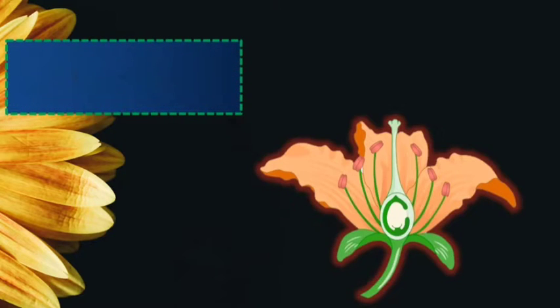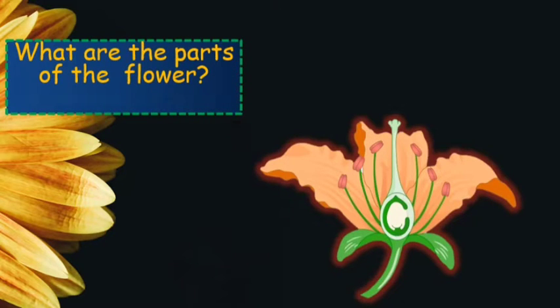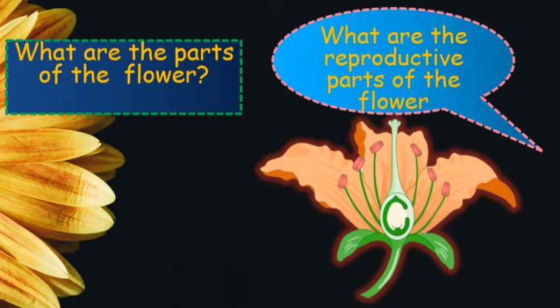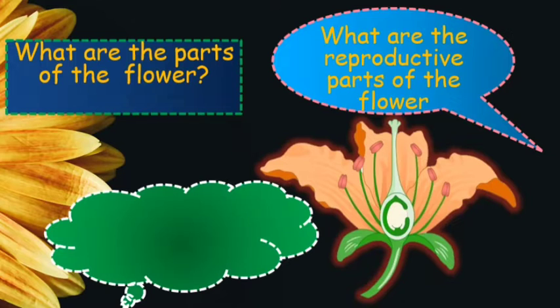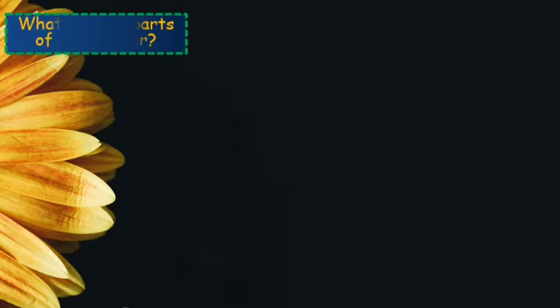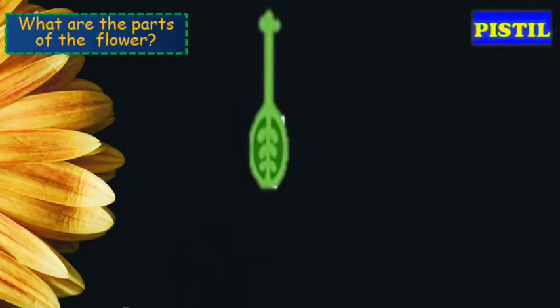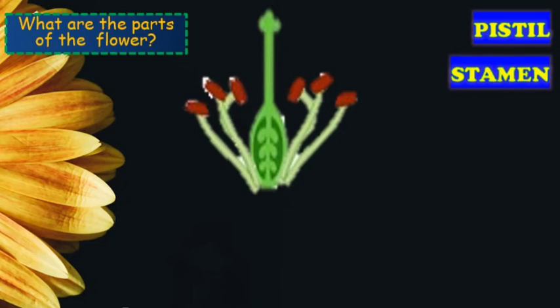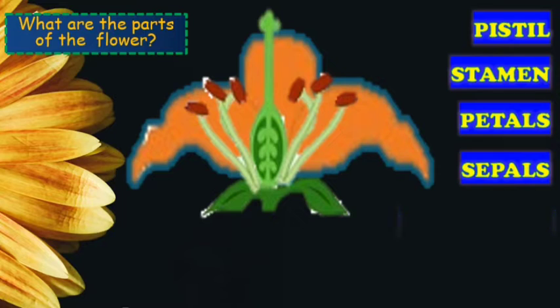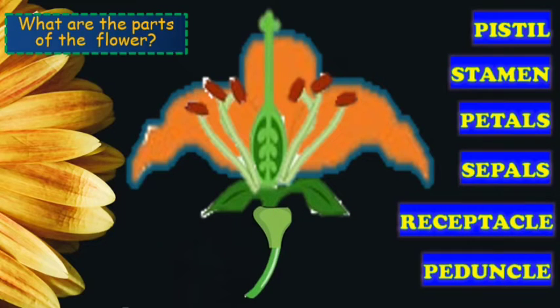So we have another question here. What are the parts of the flower? Next, what are the reproductive parts of the flower? And what are the accessory parts of the flower? Let's proceed first with the first question. What are the parts of the flower? We have the pistil, the stamen, the petals, the sepals, the receptacle, and the peduncle.